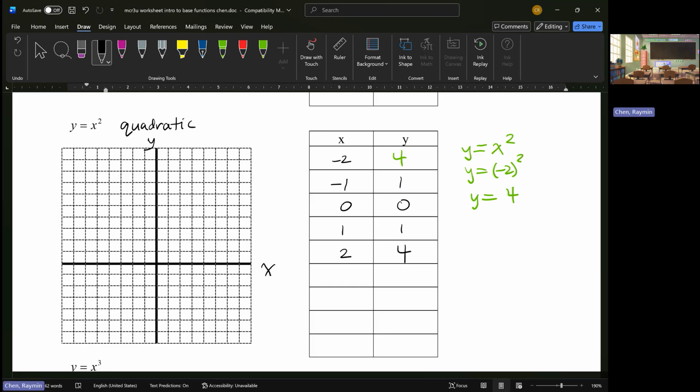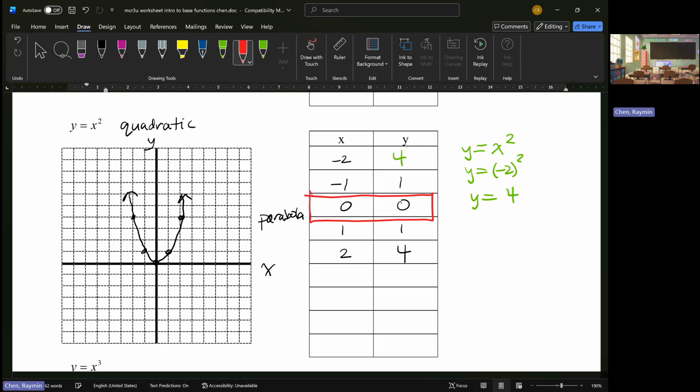Plotting these points, we get -2, 4, -1, 1, 0, 0, 1, 1, 2, 4. I can do my best. Notice our end behavior here. This is clearly a parabola. One more time, what's a key feature? And again, like I said, we'll do that at the end. What are the domain and range?